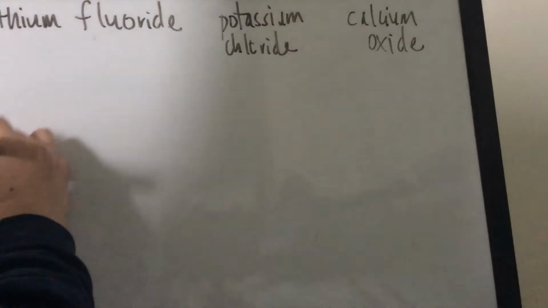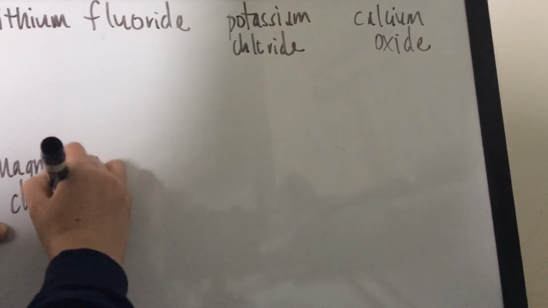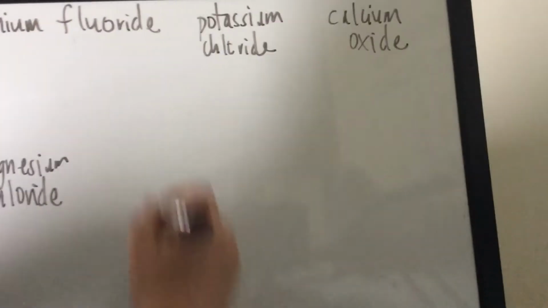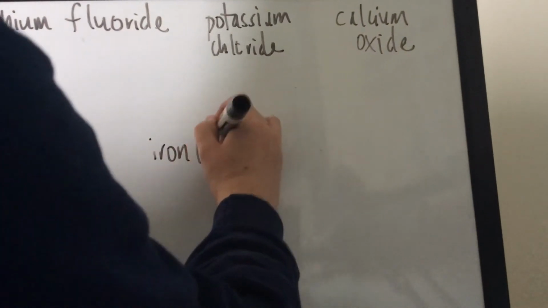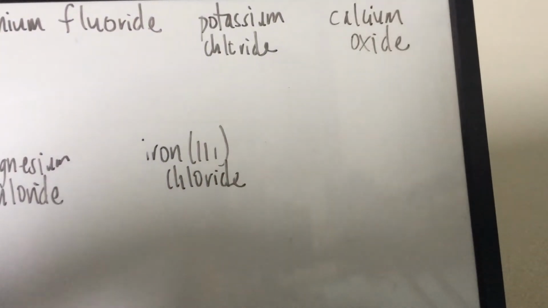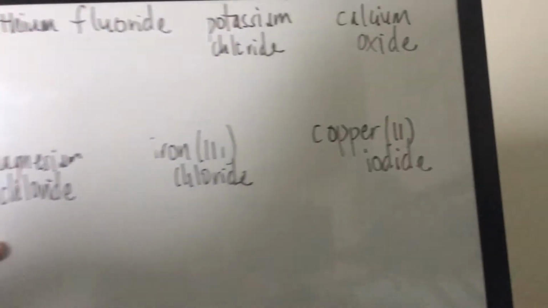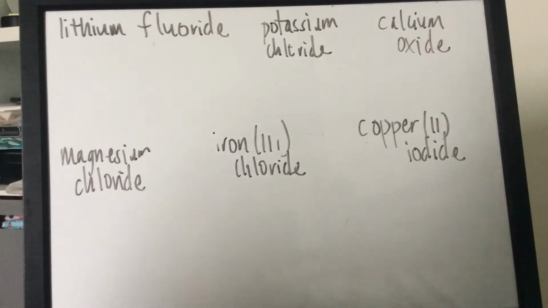Calcium oxide. Let's see. So we're going to follow the same set of rules when I do these that I did in my examples, and we're going to write formulas for these ionic compounds. Copper 2 iodide. Okay. So if you think you can do this without me, I would pause this video and try them. And then if you want to see a couple examples, of course, you could pause this at any time.